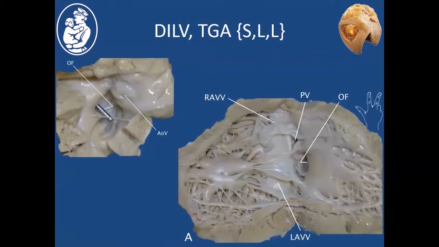As I say, the most common type is with L-looped ventricles, and we already looked at this heart. You can see here's one AV valve up here, here's the other AV valve down here. They're both coming into this left ventricle. Here's the pulmonary valve right here. There's a little ridge under the pulmonary valve.